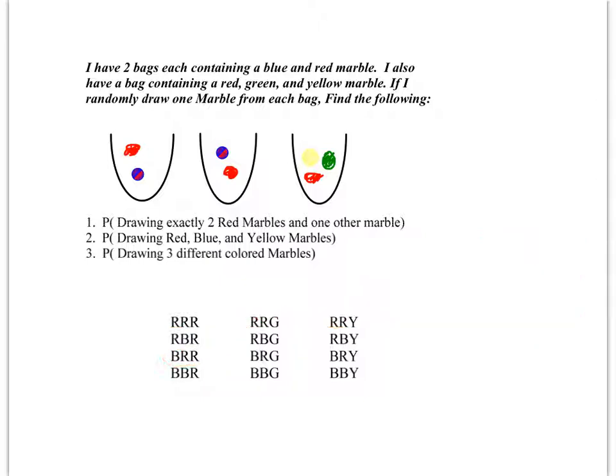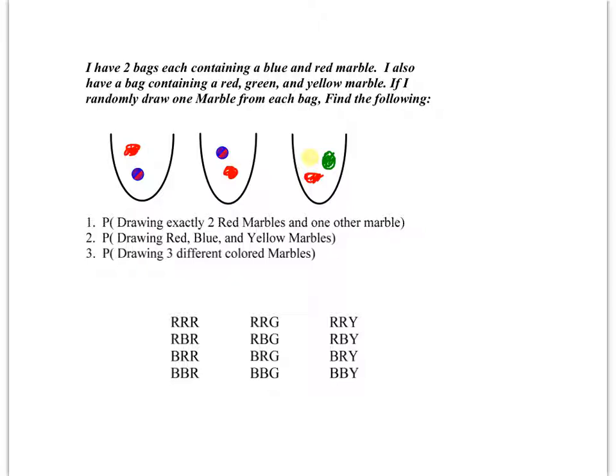And if I look at the next one here, it's drawing a red, a blue, and a yellow marble. Again, I know my total possible outcomes is 12. I need to get a red, a blue, and a yellow in any order. Here's a red, a blue, and a yellow. Here's a blue, a red, and a yellow. That's one of each color in any order. Those are the only two ways I can draw a red, a blue, and a yellow. So it's 2 out of 12, or 1 out of 6, if I reduce that.